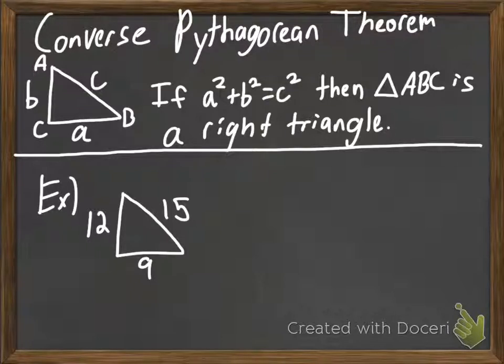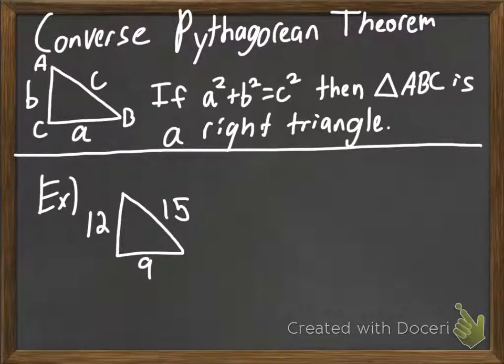Alright, next we're going to talk about the converse of the Pythagorean theorem. Again, this is the Pythagorean theorem backwards, basically. In the Pythagorean theorem, we said if the triangle is a right triangle, then this happens. Well, now we're saying we don't know if it's a right triangle or not. So we don't know if ABC is a right triangle or not.